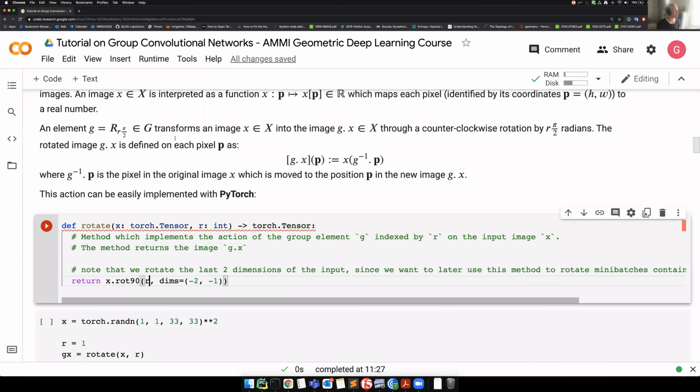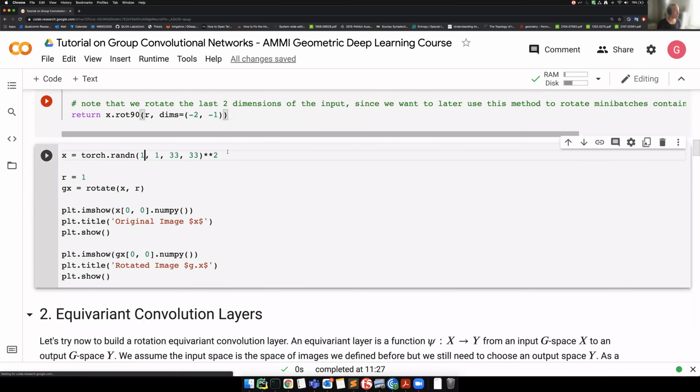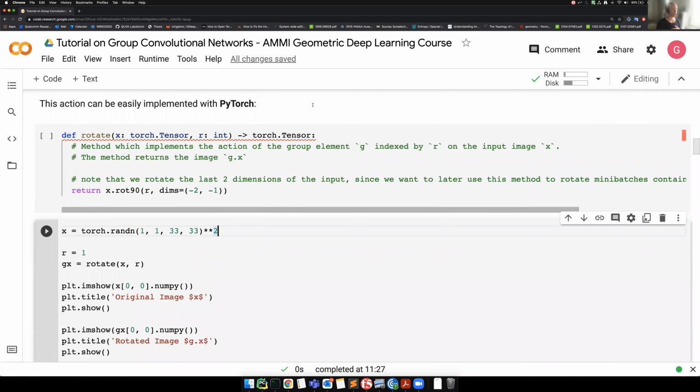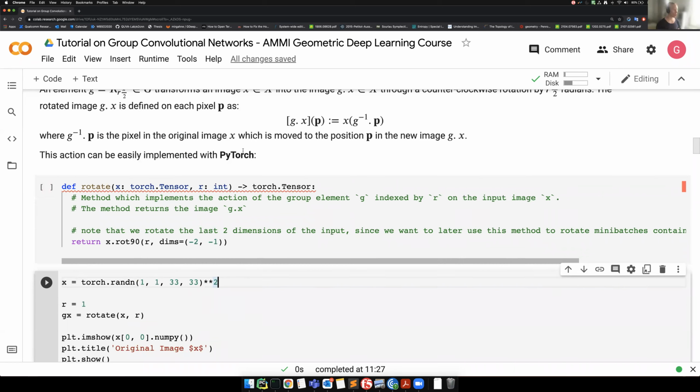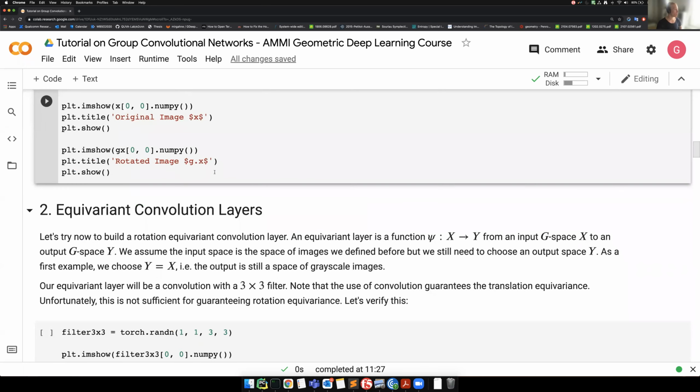Okay, you can now generate a random image and try to see for yourself that this function rotates the images. Again, nothing fancy here. We are just taking an image and rotating it by 90 degrees. It's just that we are building some framework to talk about these operations in a more mathematical way. Again, nothing that you need to do here.